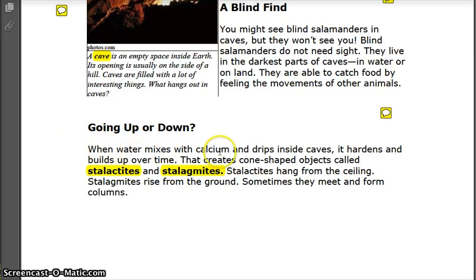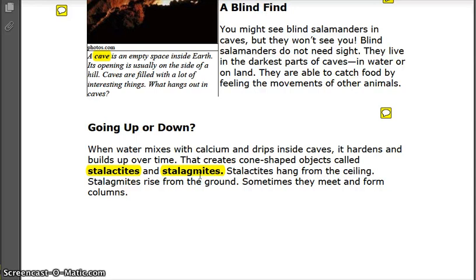When water mixes with calcium and drips inside caves, it hardens and builds up over time. That creates cone-shaped objects called stalactites and stalagmites. Stalactites hang from the ceiling. Stalagmites rise from the ground. Sometimes they meet and form columns. So remember, when calcium and water mix, it makes cone-shaped objects, and we know that they are called stalactites and stalagmites.